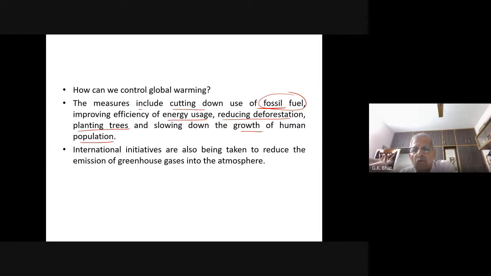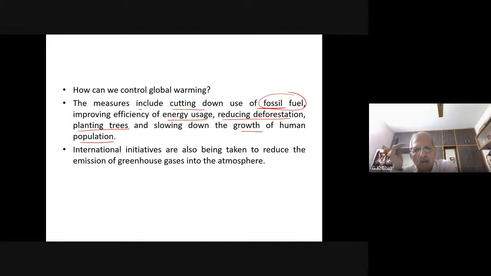Whenever you use more and more fossil fuel, it adds more and more carbon dioxide to the atmosphere. Reducing deforestation: we are mercilessly cutting the trees. Whenever carbon dioxide is released to the atmosphere, it is these trees that make use of that carbon dioxide for photosynthesis. They fix the carbon dioxide.